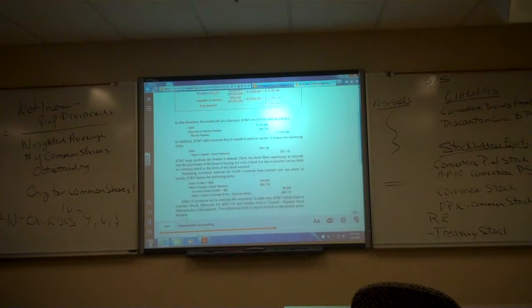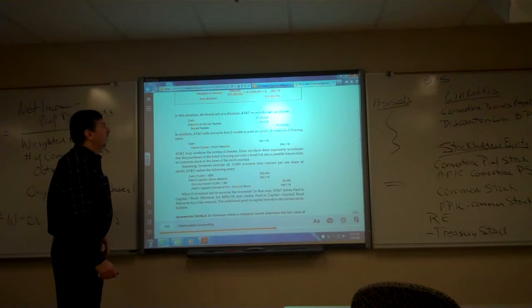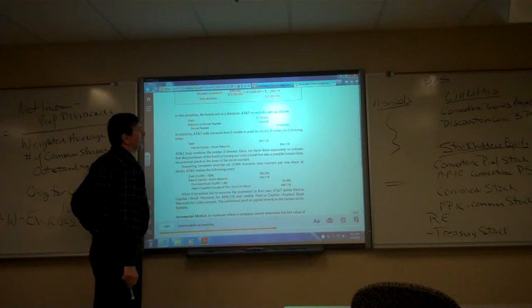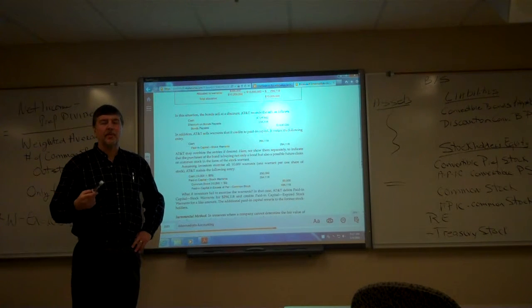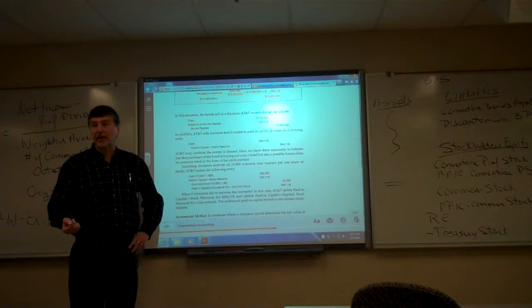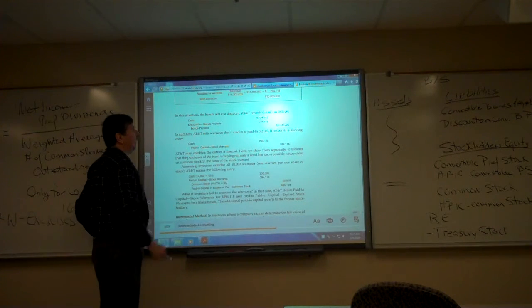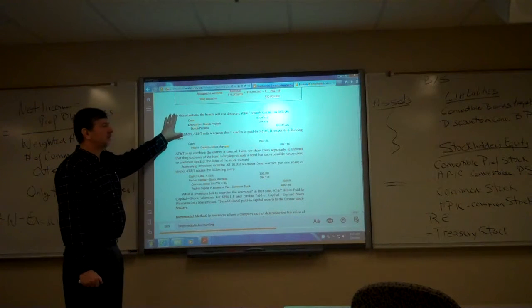We could have made this entry together, but it's good to see it separately. So, you know how to do this right here. Bonds payable is 10 million. Remember, you always credit bonds payable for the face value because we agreed to pay that in however many years. Our discount and our cash. Questions on this entry?